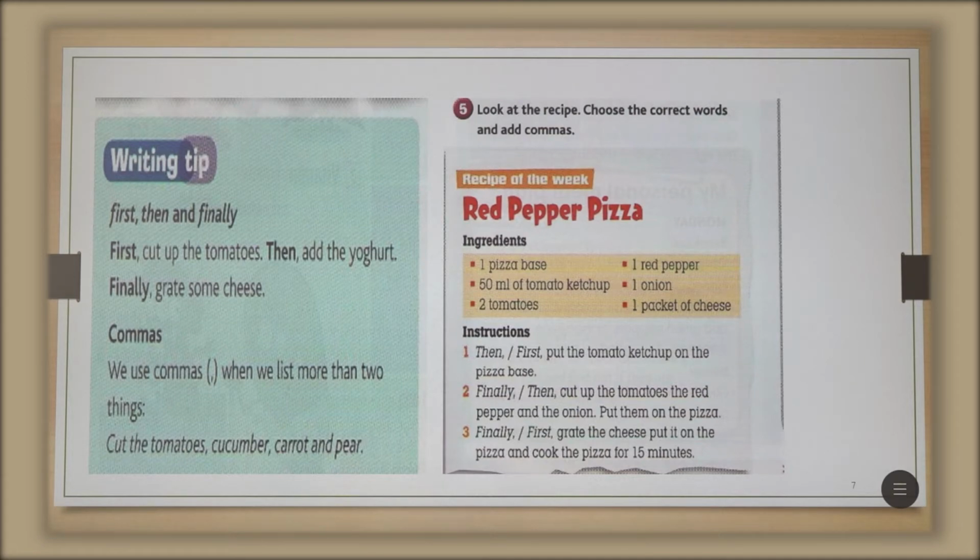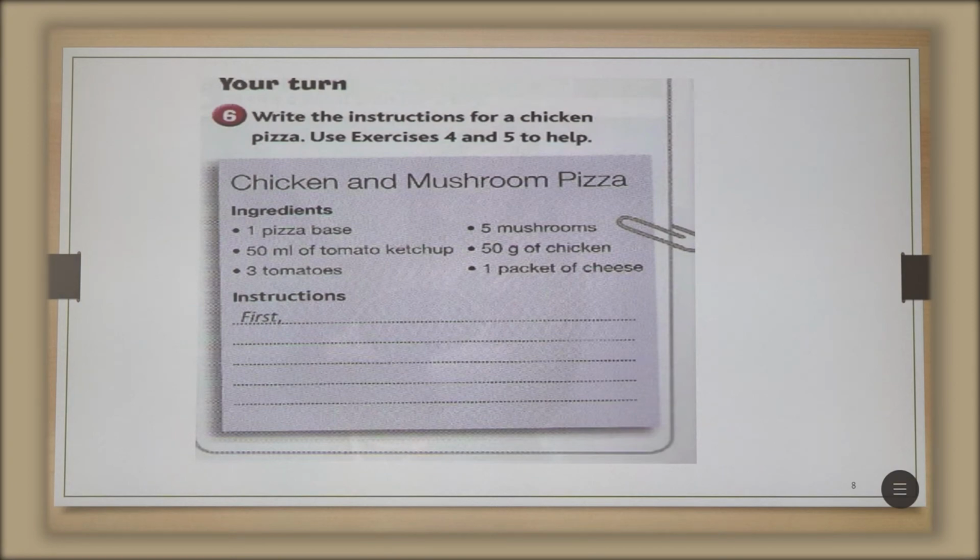Okay, probably you've figured it out. So first we put the tomato ketchup on the pizza base, then we cut up the tomatoes, the red pepper, and the onion, and we put them on the pizza. And finally, we grate some cheese, put it on the pizza, and cook the pizza for 15 minutes. So this is how we should do it in order to make the pizza that we mentioned.